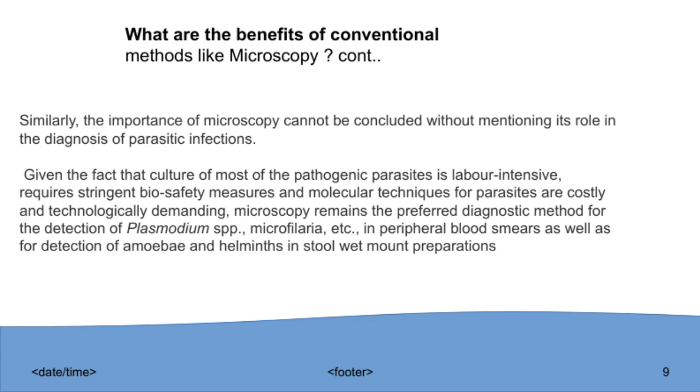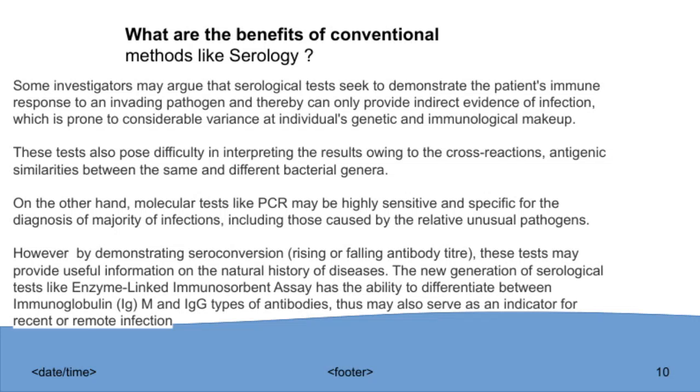It allows us to detect parasites like Plasmodium species and microfilaria directly in peripheral blood smears. Similarly, it's essential for identifying amoebae and helminths in stool wet mount preparations. So, despite advances in molecular diagnostics, microscopy continues to be vital because of its practicality, accessibility, and reliability in routine parasitology diagnosis. Let's explore the benefits of conventional methods like serology.